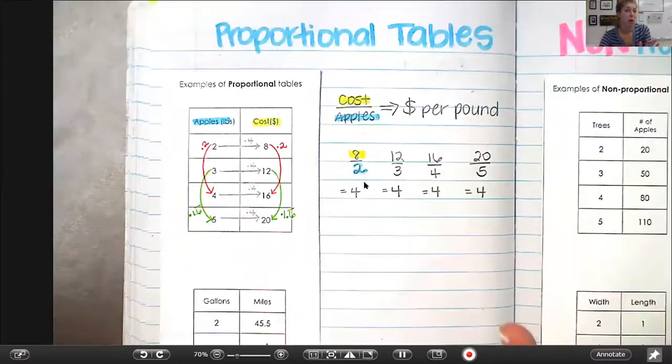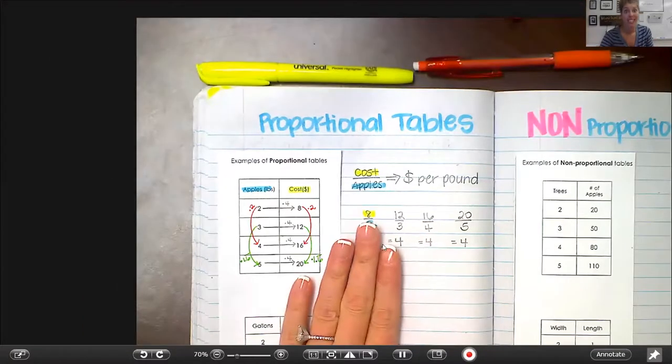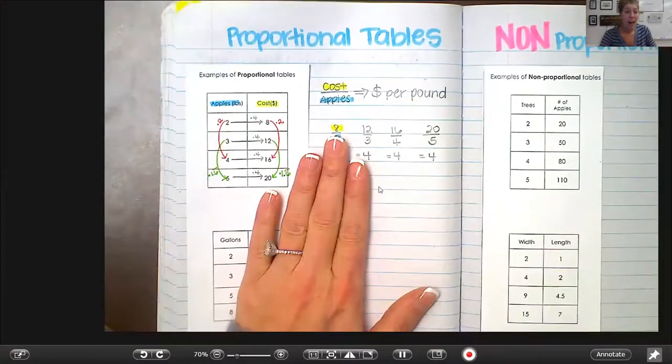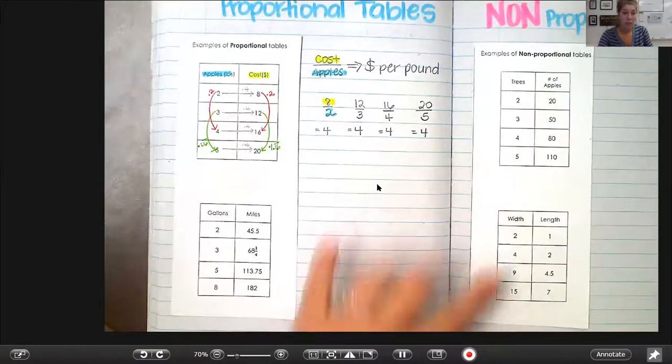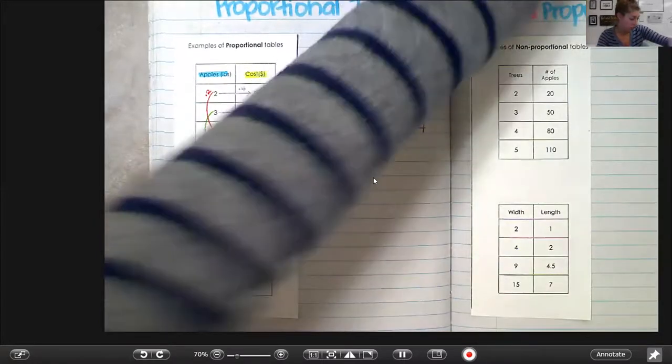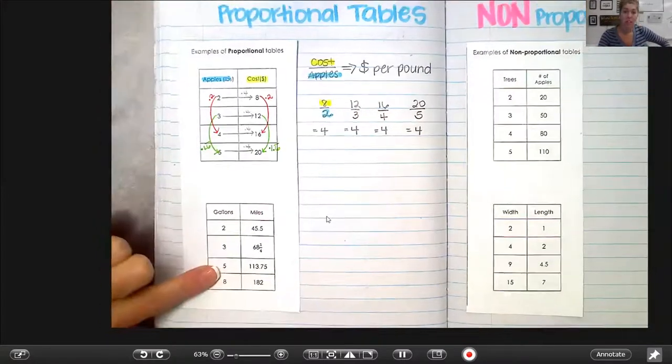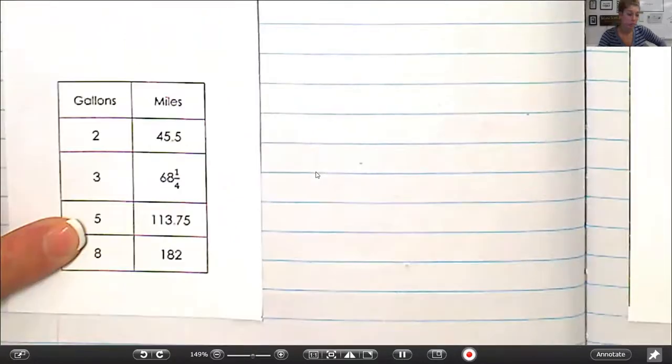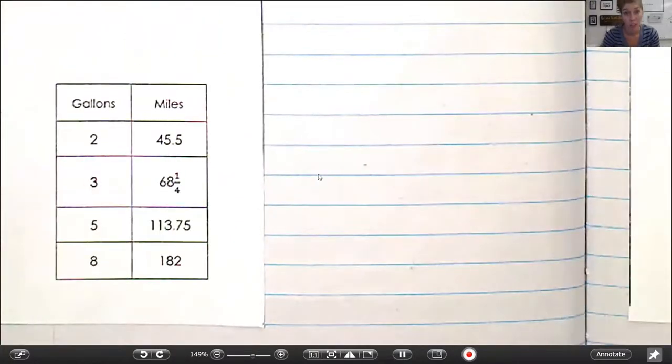Again, remember, we're on the proportional table side, okay? I'm going to show you these bottom two examples. Or actually, how about I go ahead and do this one with you guys just because it's nasty numbers. I'm going to leave one on the non-proportional side for you to do on your own, okay?